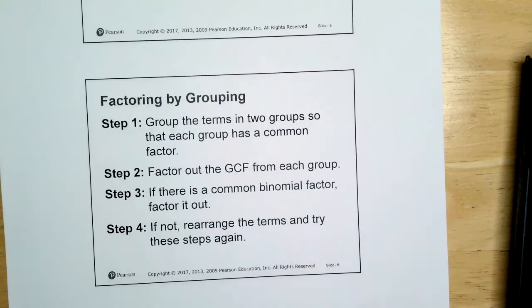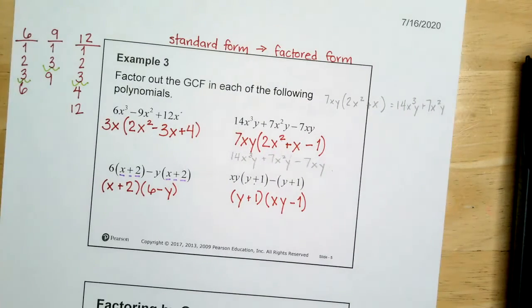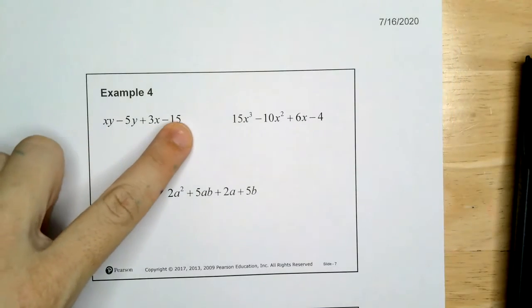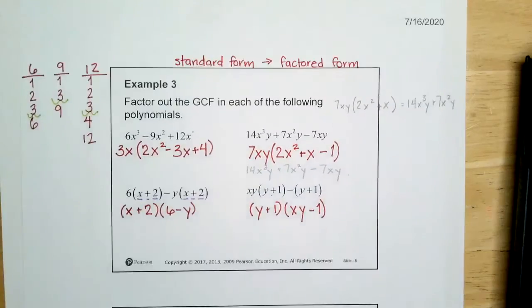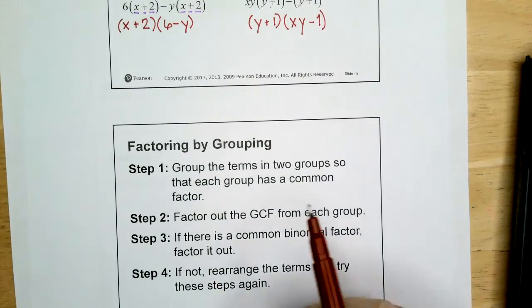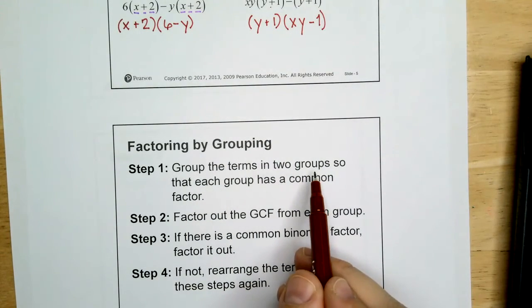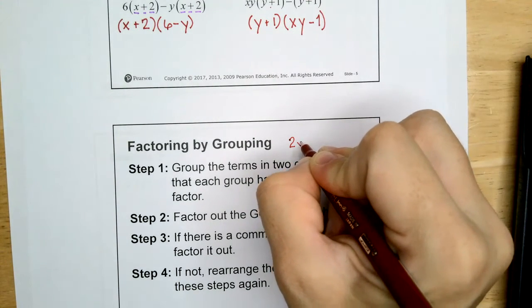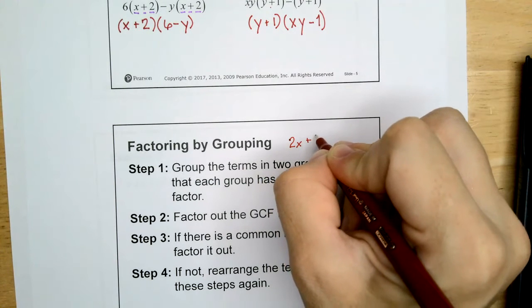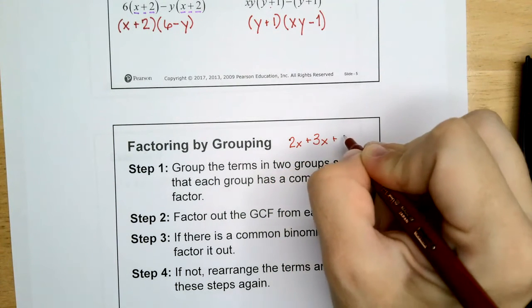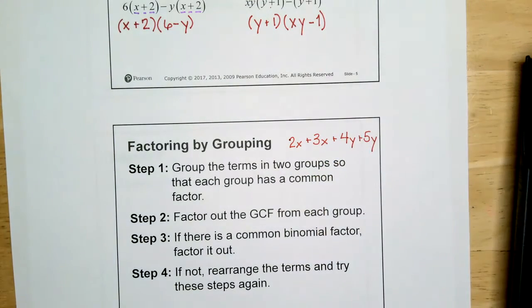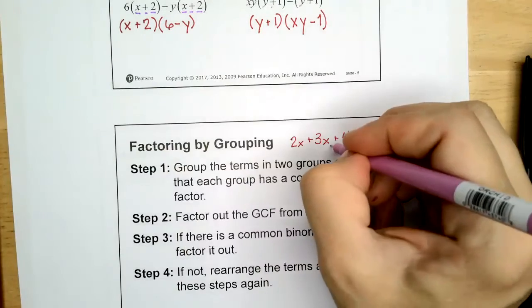So now we're going to use this to factor by grouping. We group the terms. It's for 4 terms if you look at your next slide. Factoring by grouping is for 4 terms when you don't see anything in common, okay? Instead, we're going to group the terms into 2 groups. So instead of 4 terms, like 2x plus 3x plus 4y plus 5y, I'm going to put them into groups of 2.